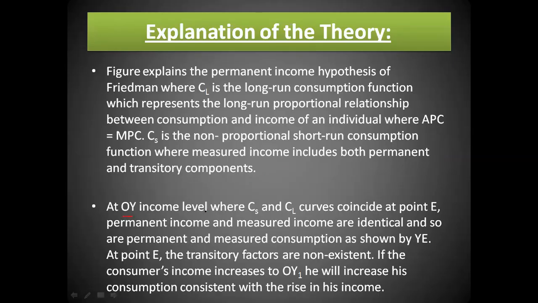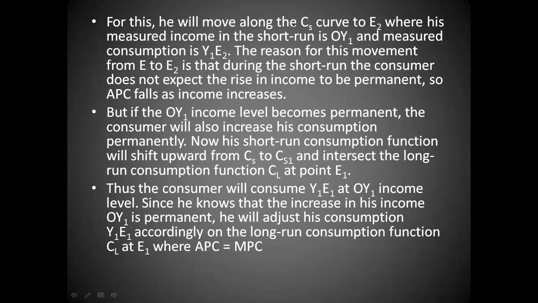At OY level of income, where CS and CL curve intersect, or you can say they coincide at point E, it means that there the permanent income and the measured income are both equal. Okay, and whenever income increases, we move along the same curve and we shift to a new point of consumption, that is E2, but we remain on the same curve. Okay, we stayed on CS, why? Because the change that came is in our transitory income. Okay, we do not expect that the rise in income is permanent. We assumed that it is not permanent, that is why it stayed on the same consumption function.